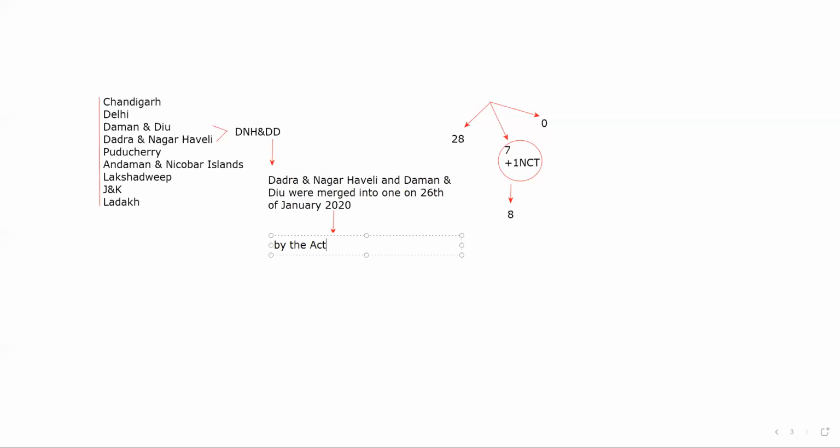So which act is that? The act named Dadra and Nagar Haveli and Daman and Diu (Merger of Union Territories) Act, 2019. So this is the important point which you should keep in mind.